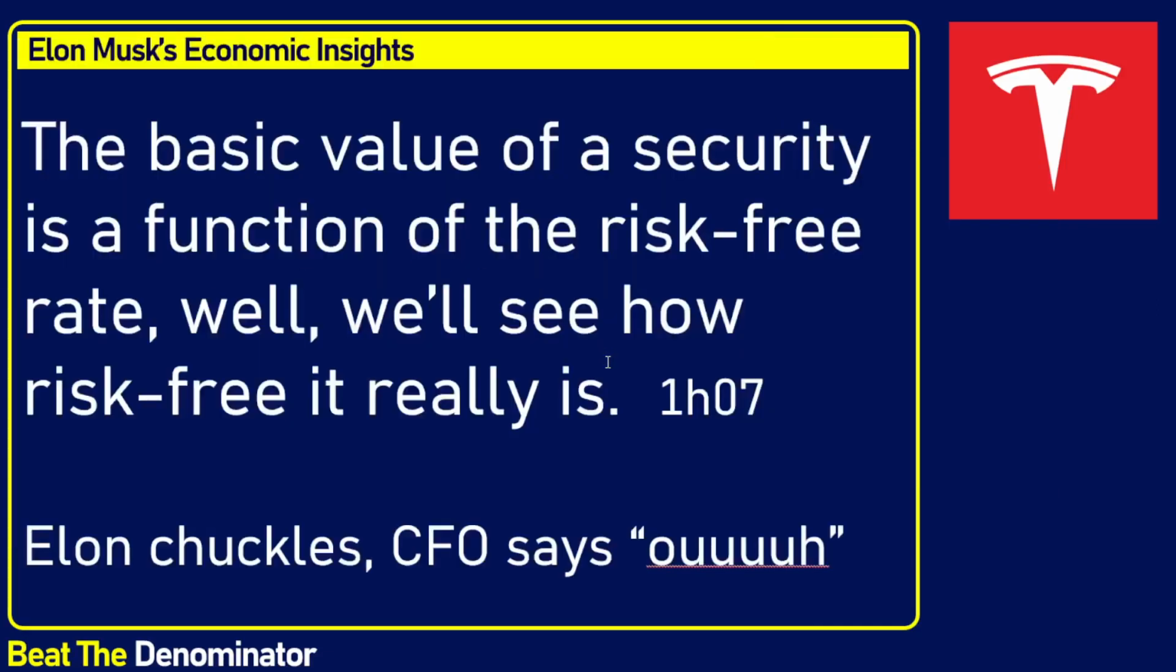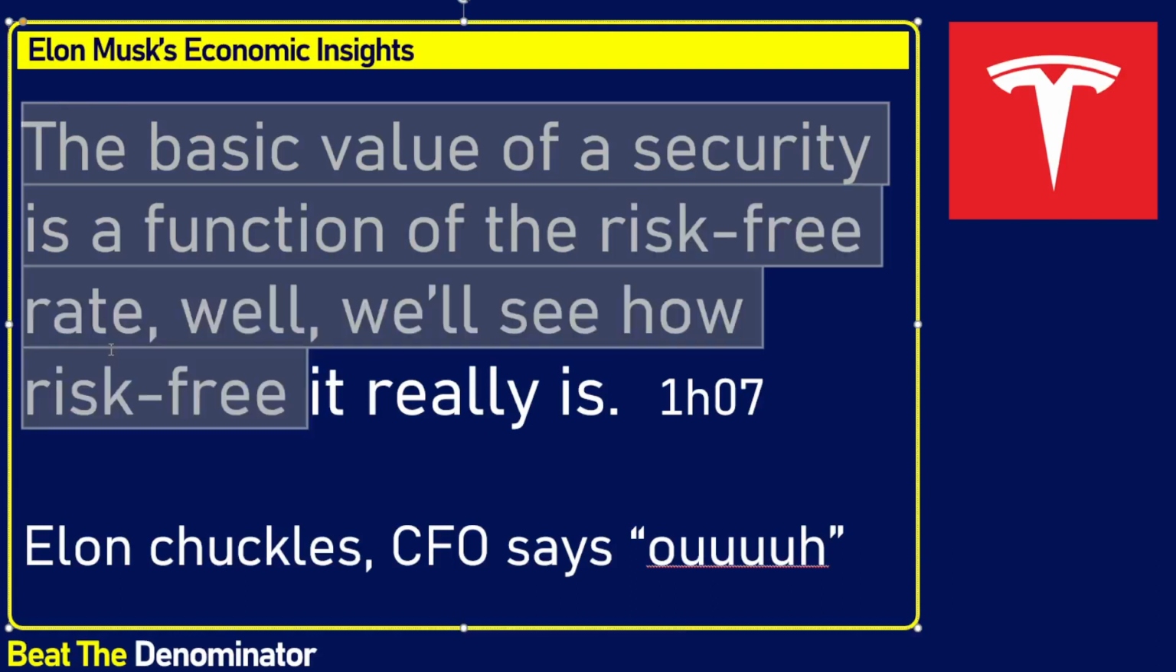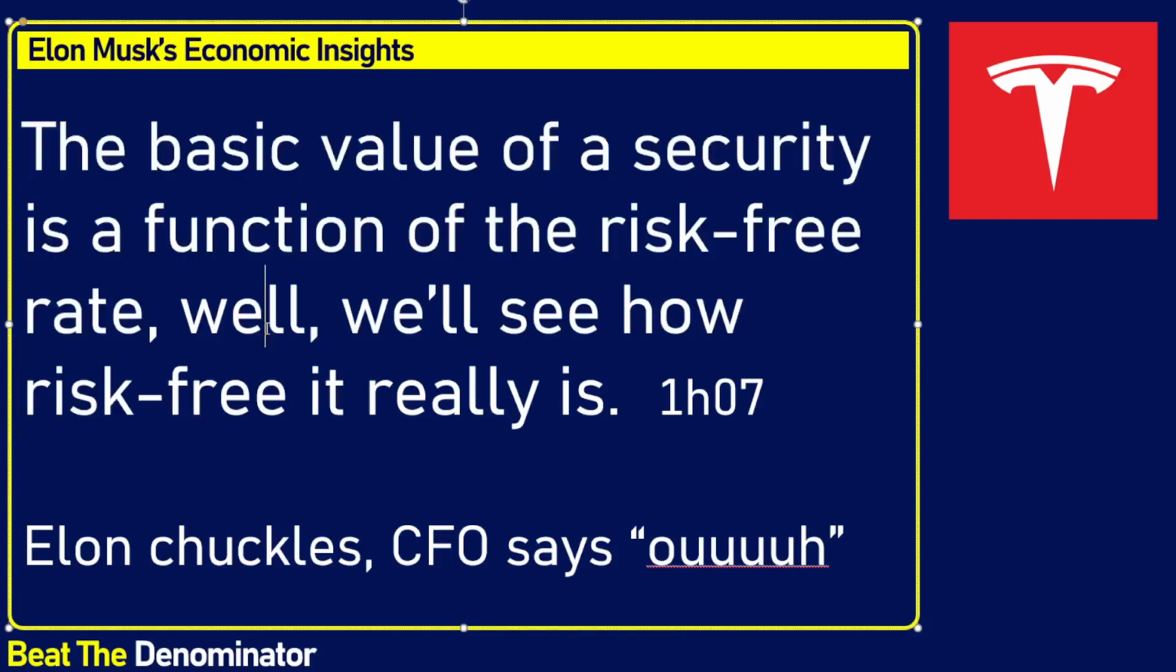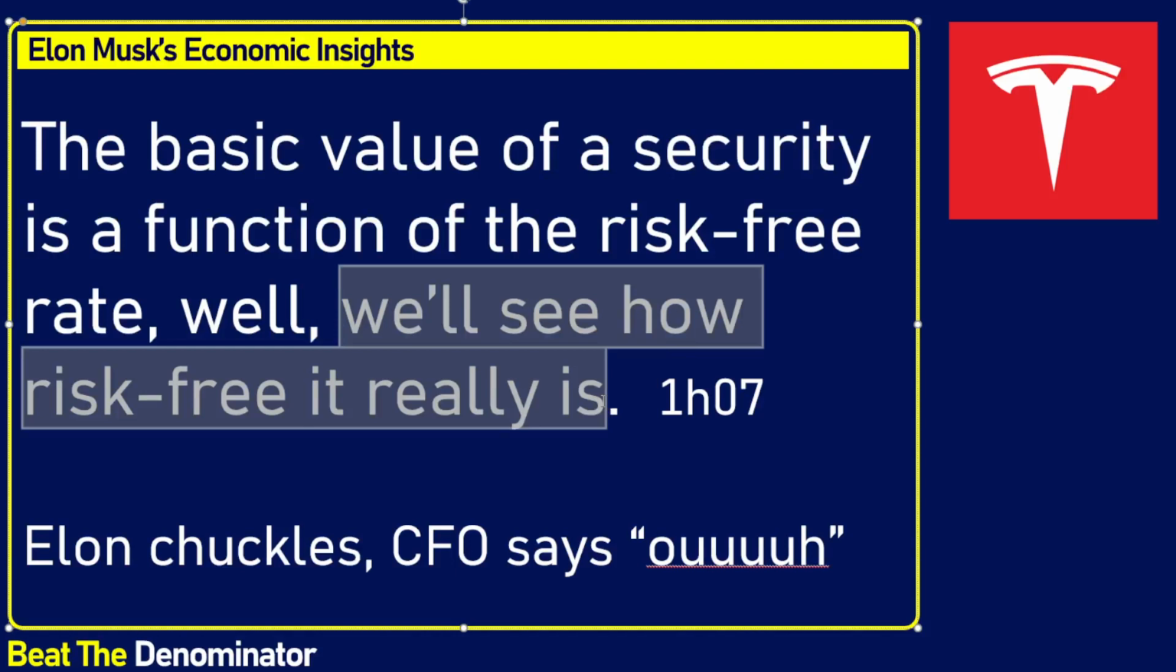So that brings me now to Elon Musk. Elon Musk says this in the call at about an hour 07. If you go on Tesla's YouTube channel, it says the basic value of a security is a function of the risk-free rate. And then he chuckles and says, we'll see how risk-free it really is, talking about Tesla's valuation. Elon Musk, founder of X.com, later PayPal, has been very outspoken about Bitcoin in 2021 and about understanding money and the ledgers. Money is just a ledger, it's just writing, understanding how exchanges of economic values work. He's saying, we'll see how risk-free it really is.